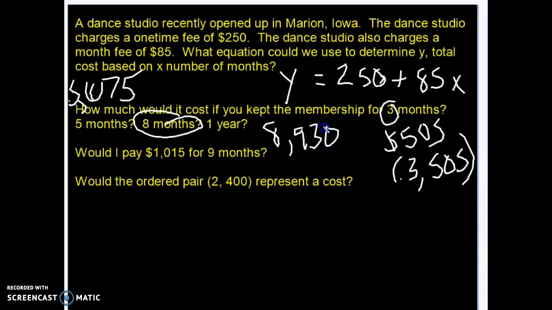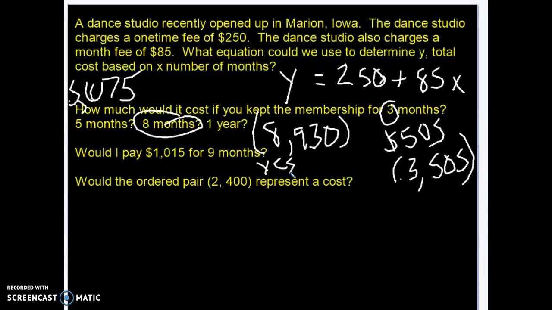So then the next question is, would I pay $1,015 for 9 months? Well, check that. Put 9 months in for x. 9 times 85 plus 250 gives me a total of 1,015. So yes, that is correct.